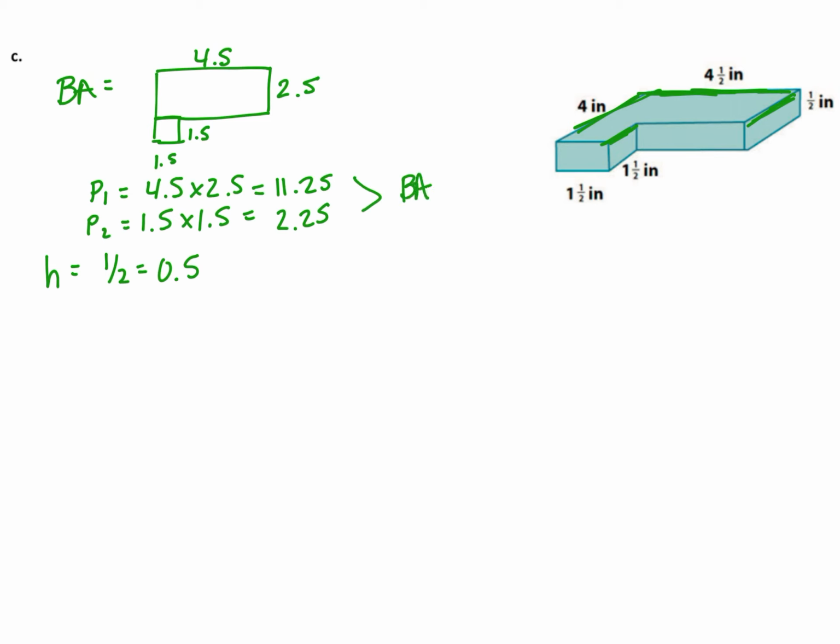So the entire base area is going to be those two values added together. And that gives us a total base area of 13.5. So for the volume, it's the base area times the prism's height. And half of 13.5 is 6 3/4, also known as 6.75.